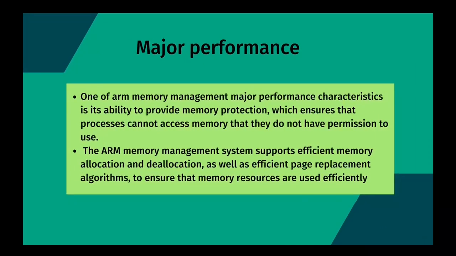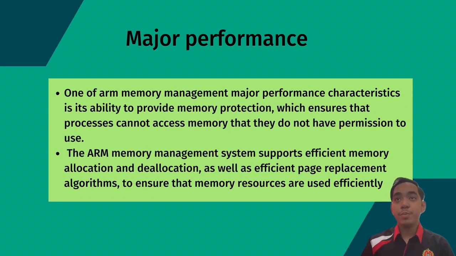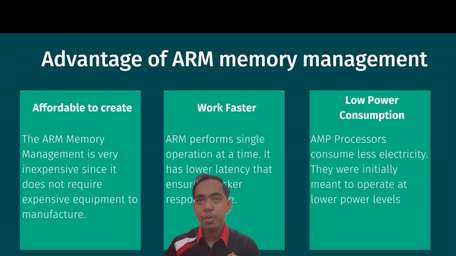Now let's take a look at major performance. One of ARM memory management's major performance characteristics is its ability to provide memory protection, which ensures that processes cannot access memory that they do not have permission to use. The ARM memory management system supports efficient memory allocation and deallocation, as well as efficient page replacement algorithms to ensure that memory resources are used efficiently.